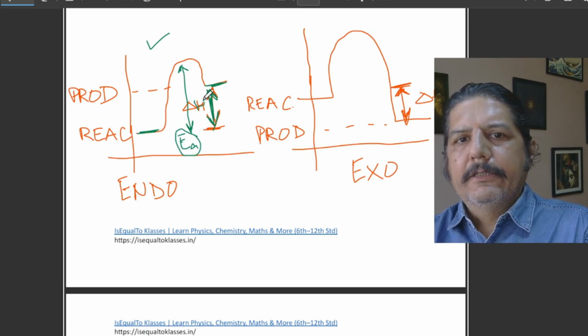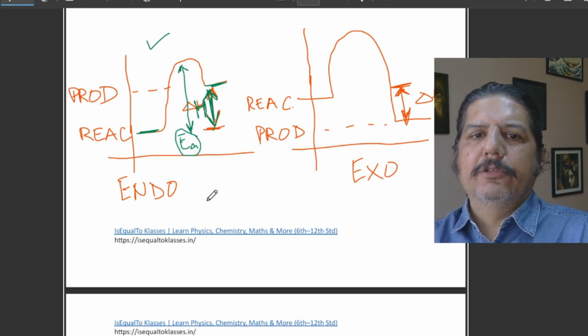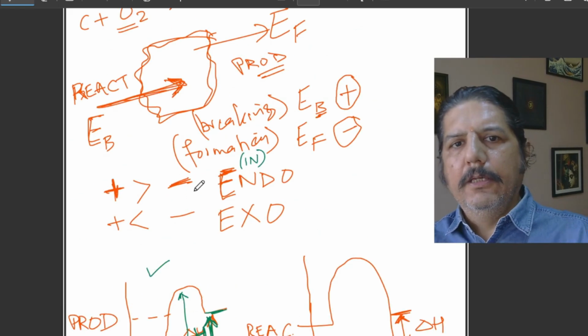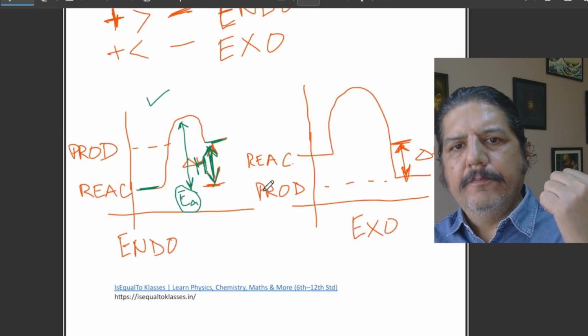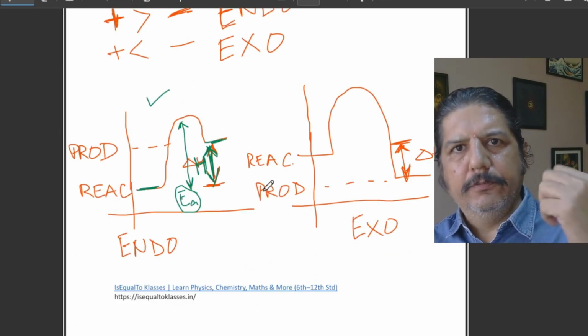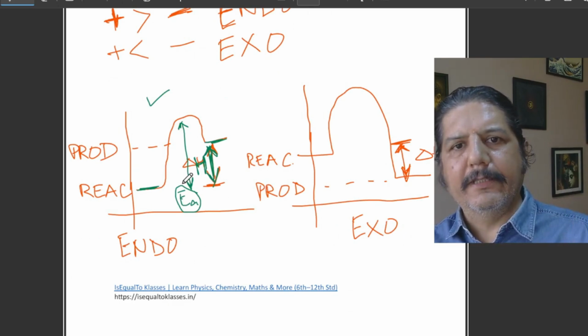So here the delta H, that is the enthalpy, would be positive. So in an endothermic reaction, the energy would be positive. Try to see what is happening. Net energy is being absorbed. The delta H is positive. So that is what is happening, and the graph looks something like this.